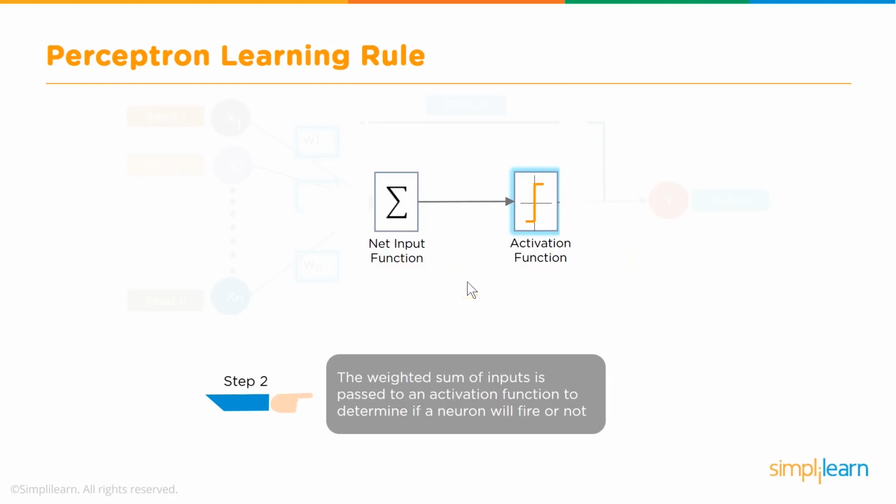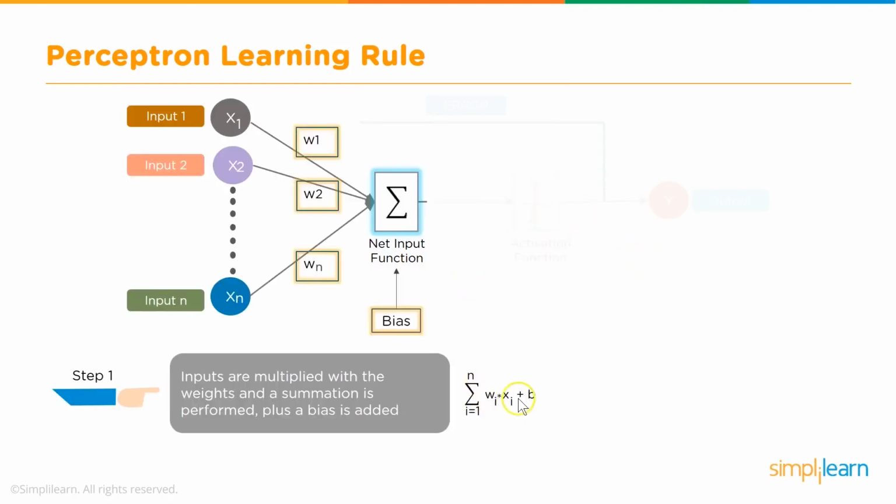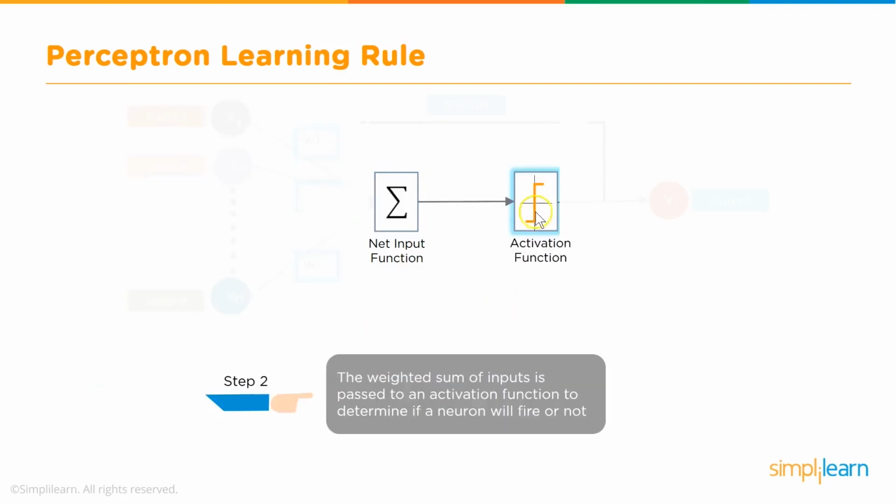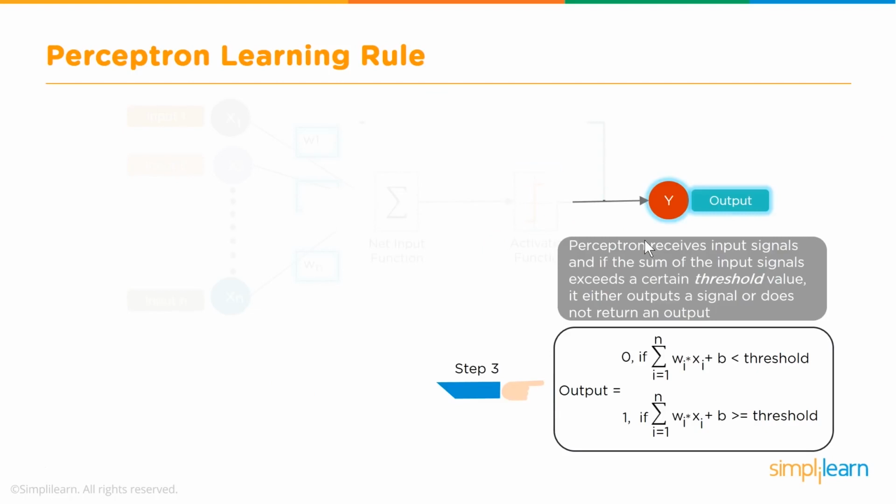As you see here, this summation of WiXi plus B is passed through an activation function, and then the neuron gets either fired or not, and based on that there will be an output. That output is compared with the actual or expected value, which is also known as labeled information. So this is the process of supervised learning.